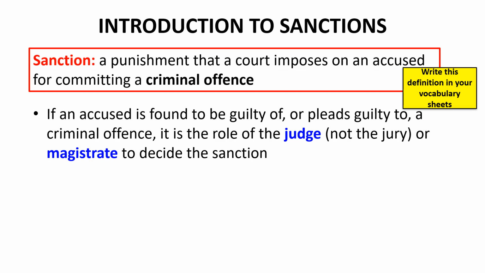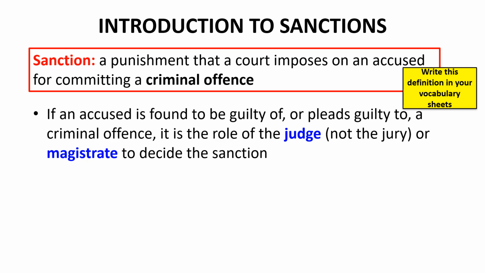On the other hand, if the accused has been charged with a criminal offence that is a summary offence and the accused pleads not guilty, then the accused will have a hearing in the magistrate's court. There is no jury in the magistrate's court, and so it is the role of the magistrate to both decide whether the accused is guilty or not guilty, and, if the accused is guilty, to decide on the sanction that will be imposed on the accused.